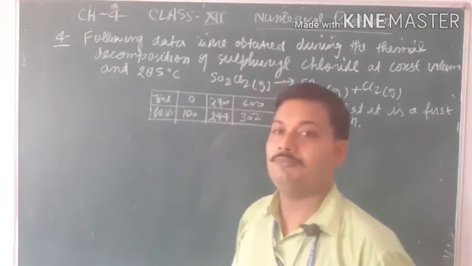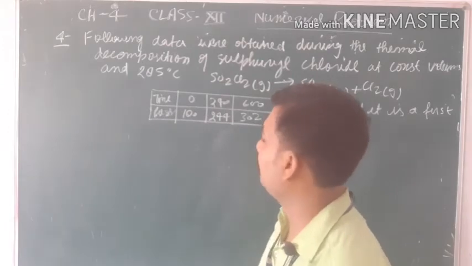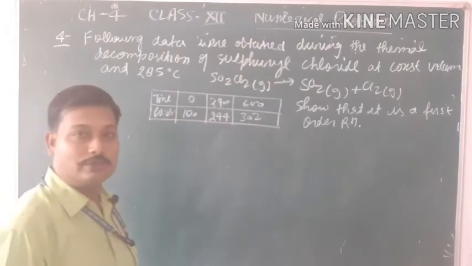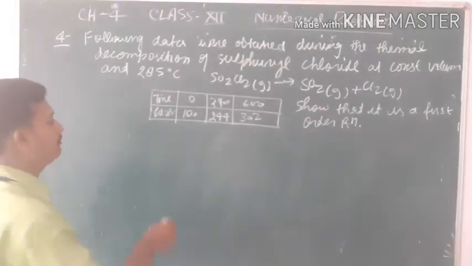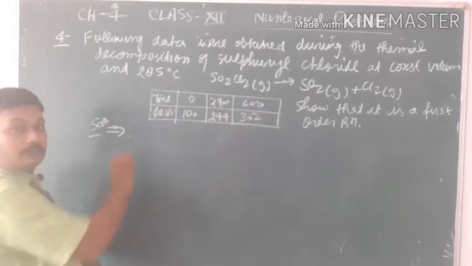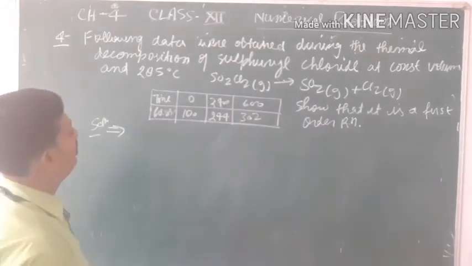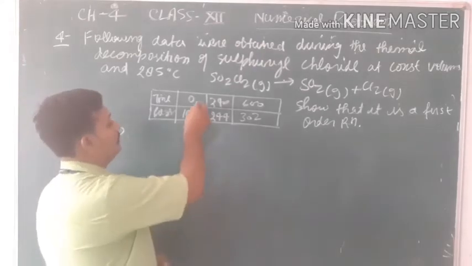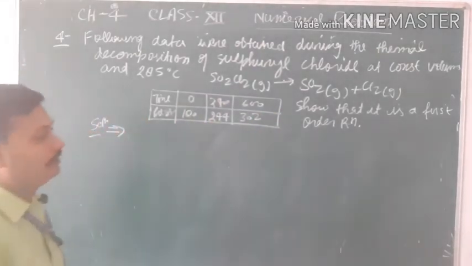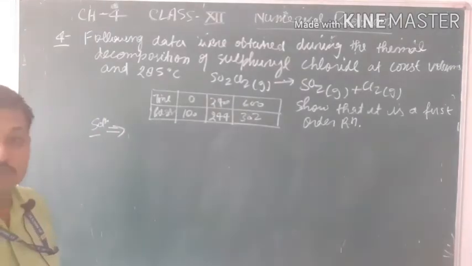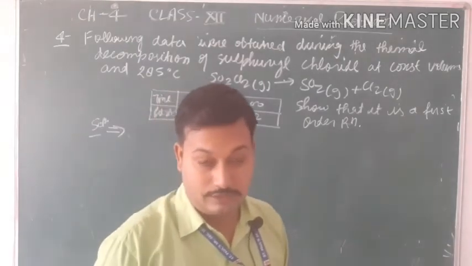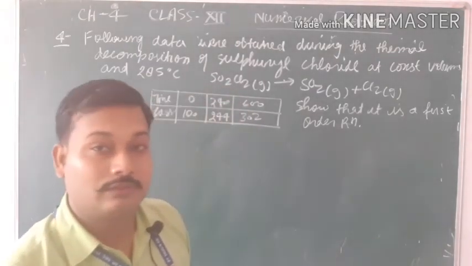Now the next problem, this is also a very important problem from the chemical kinetics chapter 4. Try to understand, students. In this problem, we have a table in which the time is given and the pressure is given at different times, and we have to show whether this is a first order reaction or not. So try to understand.